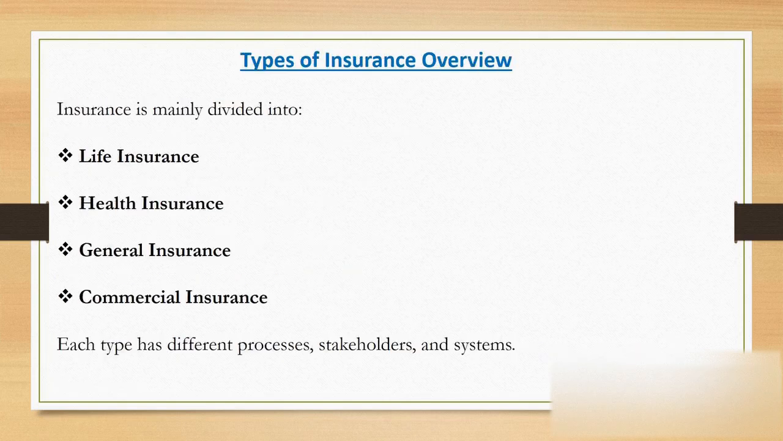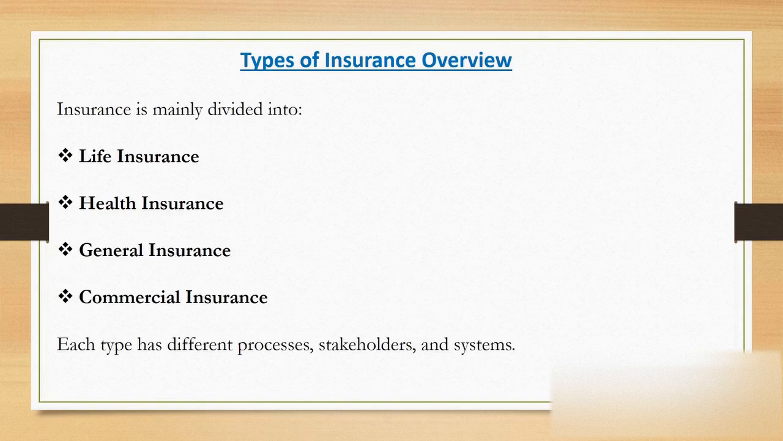General insurance, also known as non-life insurance, provides coverage for assets and liabilities other than human life. It includes motor, property, and travel insurance. Motor insurance covers vehicles against accidents and damages, while property insurance protects physical assets like homes and buildings. Travel insurance covers risks associated with travel disruptions.